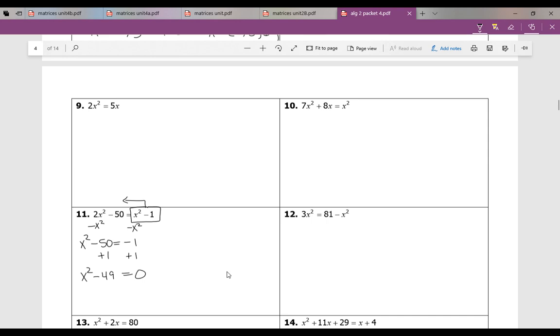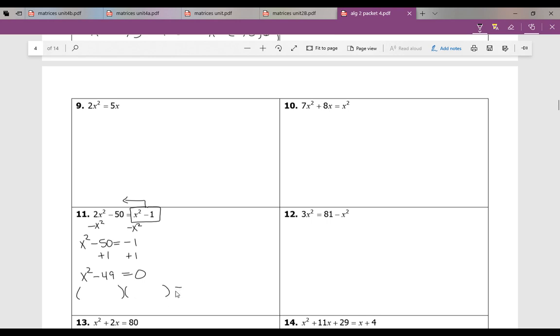Once you get it set to 0, you have to decide what type of factoring you're doing. I count my terms. If I have 2 terms, greatest common factor and or difference of squares. If I have 3 terms, I have to do the trinomial stuff. Okay? I have 2 terms. Do you have a greatest common factor? Is it a difference of squares?